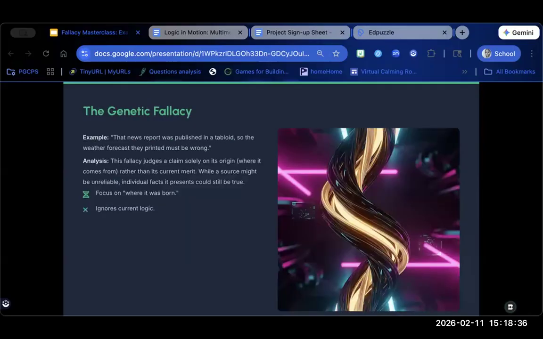Next, we have the genetic fallacy. This fallacy pretty much judges a claim on where it came from, the origin of the claim, okay, versus the actual merit. While a source might be unreliable, some facts could be true. So pretty much we're arguing upon where that claim derived from, where it came from. So that news report was published in a tabloid, so the weather forecast they printed must be wrong. Okay, so the person is implying pretty much maybe if it came from a televised weather program or you heard it on the radio or via a broadcast, then that would be justifiable. But because it came from a tabloid, ultimately it must be wrong.